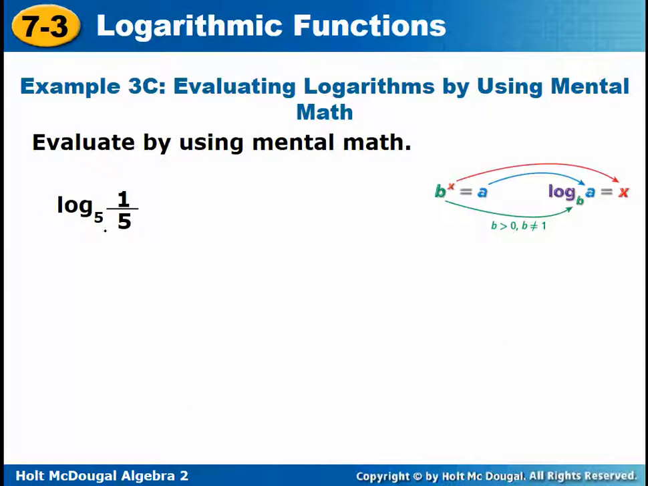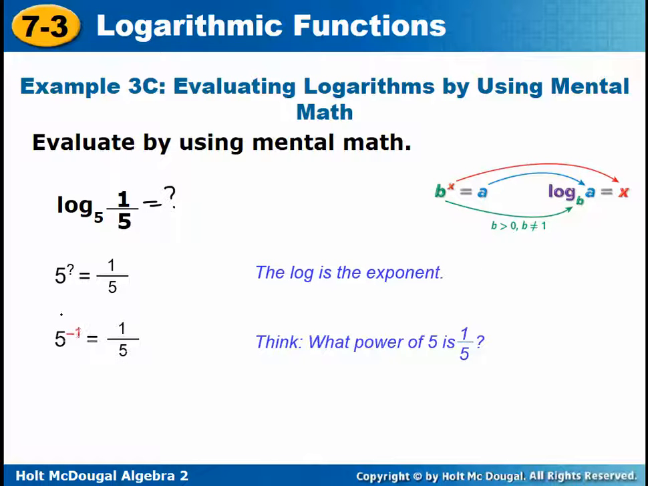You can have a fraction, and this isn't too hard either. If we are going to rewrite it in exponential form, we're asking ourselves 5 to the what power would be equal to 1/5. And the answer would be, we looked at it earlier, -1. If we had 5 to the -1, that's 1/5, because the negative exponent tells you to drop that down into the denominator. So the log base 5 of 1/5 is equal to -1.